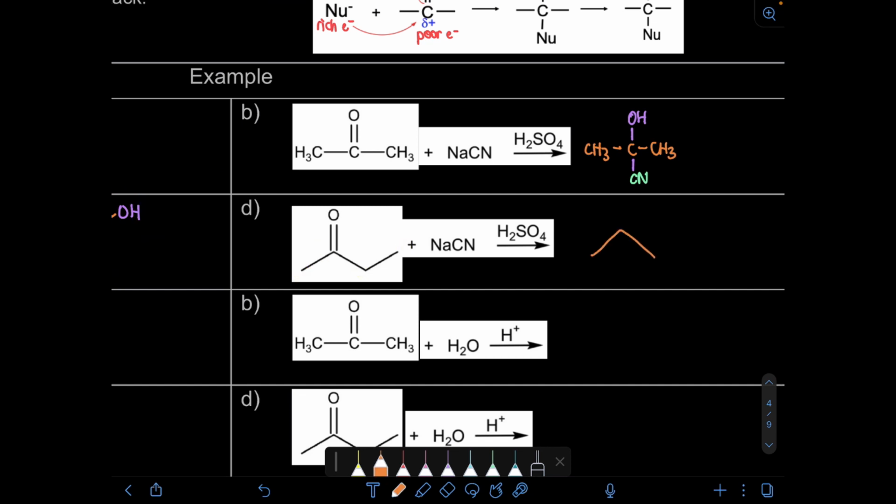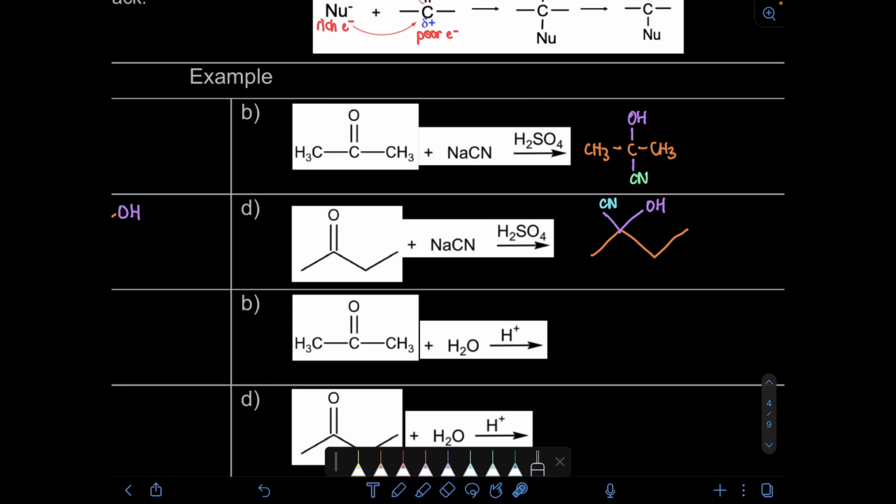Example D, so we're going to copy paste yang carbon tu. Okay, so sekarang ni double bond O tu dia akan jadi single bond. Tak kisahlah macam mana kamu nak draw, tapi make sure ada 2 bond baru lah. O ni akan jadi OH. Another bond is we're going to add our CN.